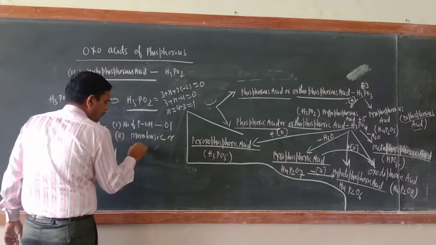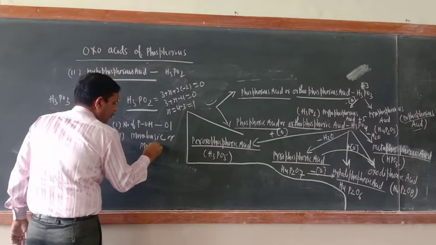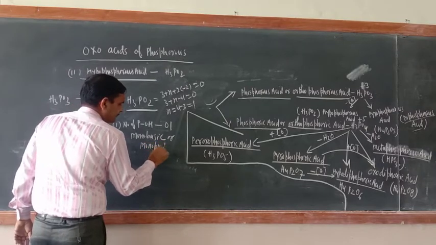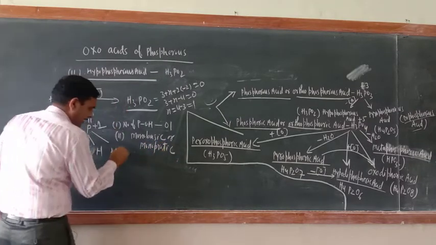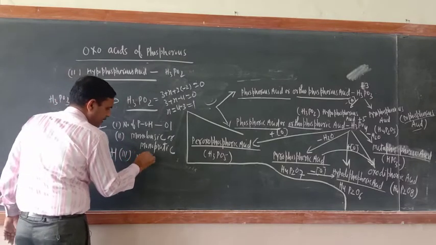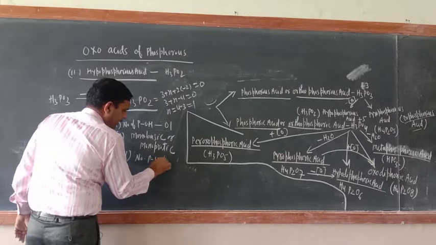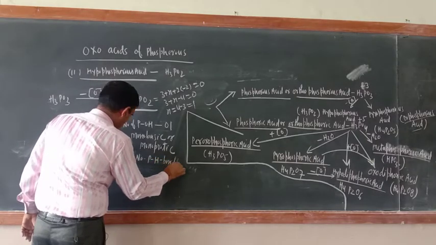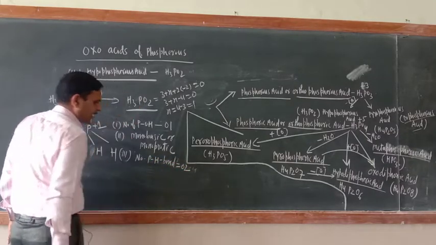Monobasic or monoprotic. What is the third number here? The third number is the number of P-H bonds. The number of P-H bonds is 2.